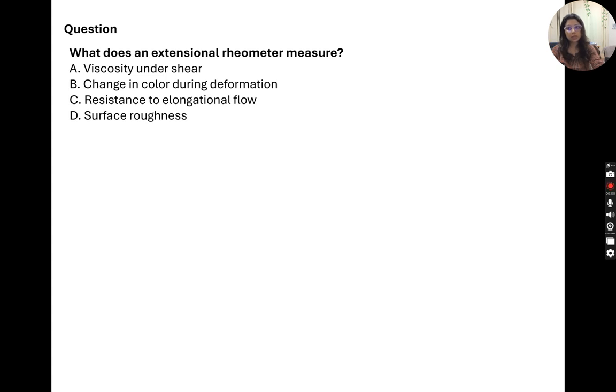The question is, what does an extensional rheometer measure? The options are: viscosity under shear, change in color, resistance to elongational flow, or surface roughness. So what does an extensional rheometer measure?